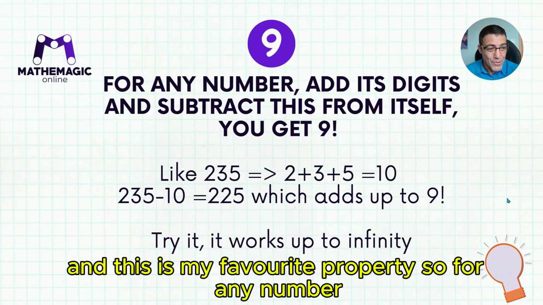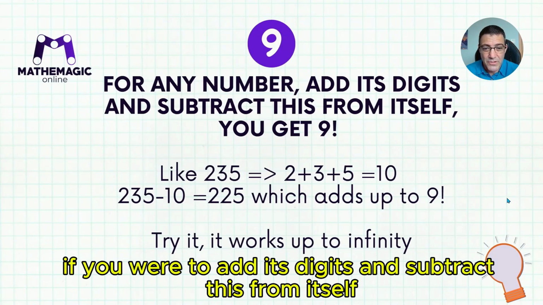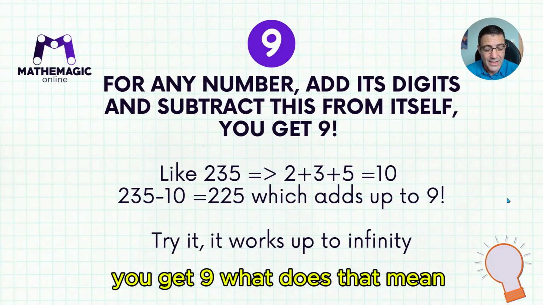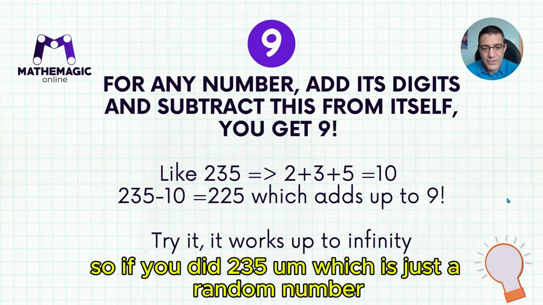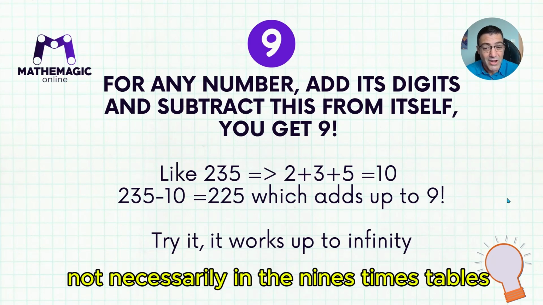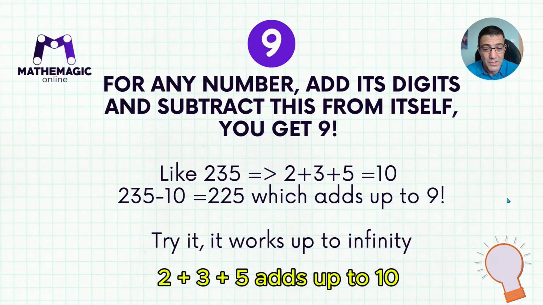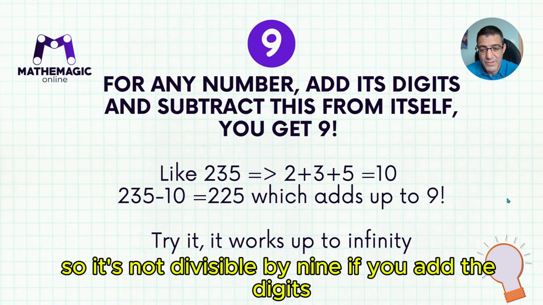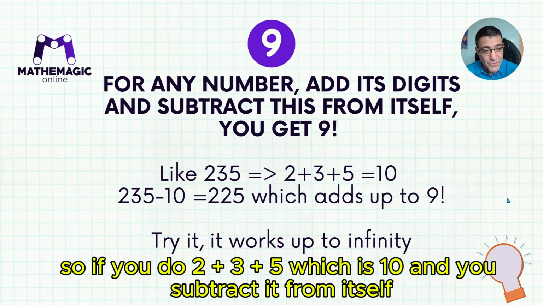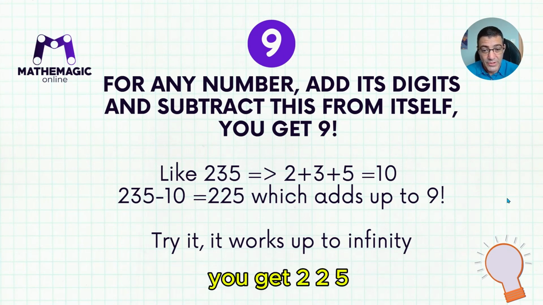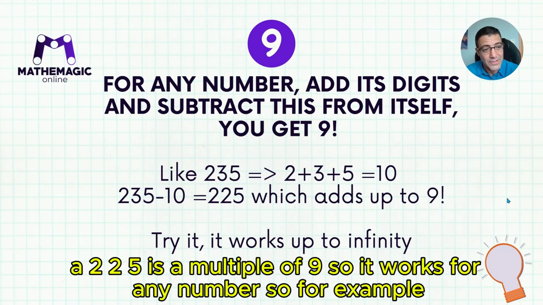And this is my favorite property. So for any number, if you were to add its digits and subtract this from itself, you get a multiple of 9. What does that mean? So if you did 235, which is just a random number, not necessarily in the 9s times tables, 2 plus 3 plus 5 adds up to 10, so it's not divisible by 9. If you add the digits, 2 plus 3 plus 5, which is 10, and you subtract it from itself, you get 225. And 225 is a multiple of 9. So it works for any number.